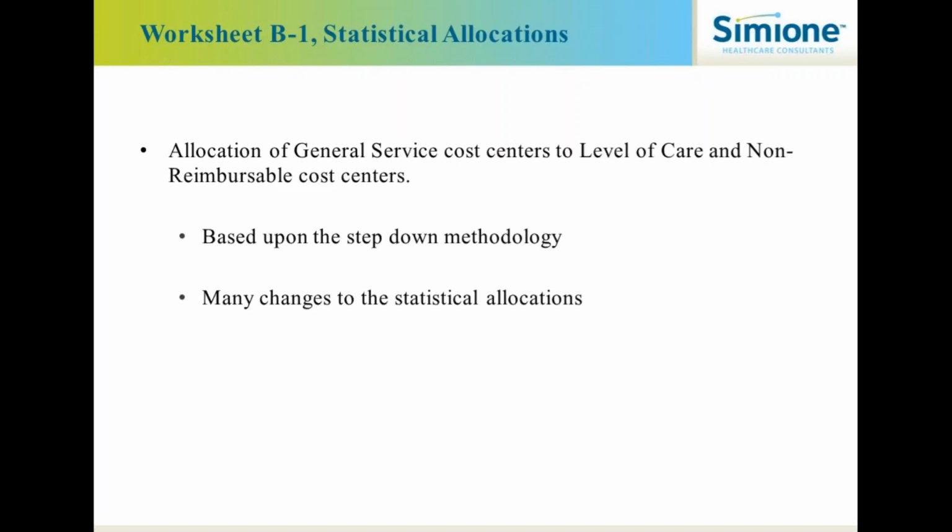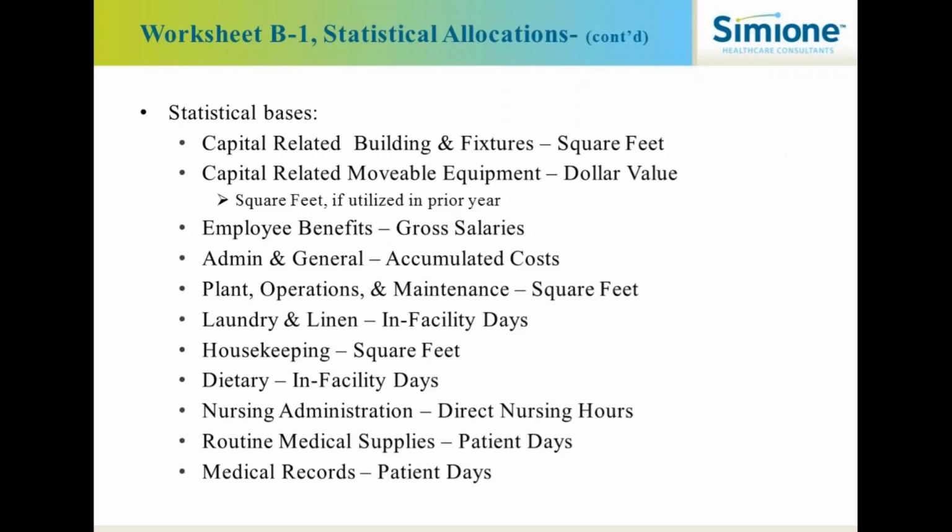So now we should be on slide 66, and we're going to begin and talk about these statistical allocations. And you'll see that there's many statistical allocations which have been added to this cost report. Capital-related building and fixtures is done on square footage. Capital-related movable equipment, while CMS said that it was dollar value, they have now clarified it and said that if you have utilized square footage in prior year's cost report, then you can utilize square footage as your statistic rolling forward.